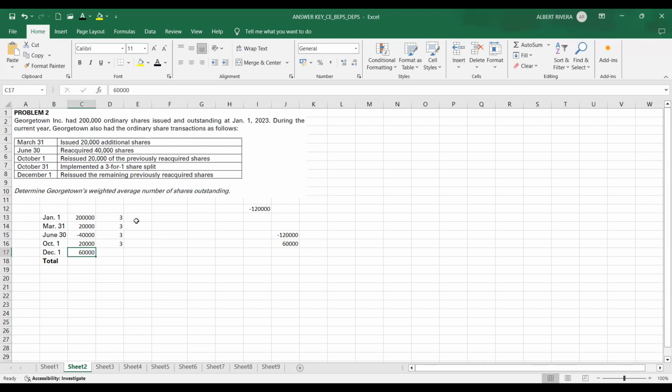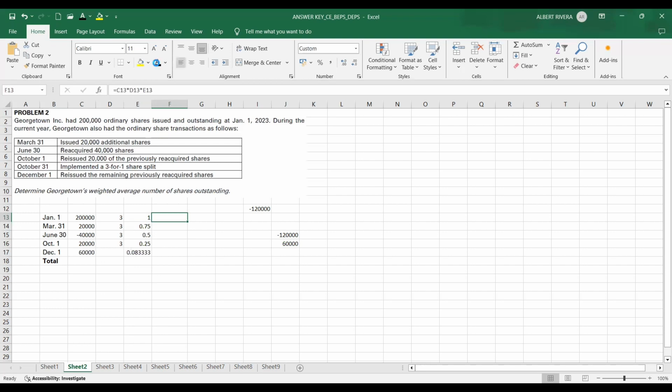Now, what we need is the weighted. This is outstanding for 12 months over 12. This is outstanding for 9 over 12. This is outstanding for 6 over 12. This is outstanding for 3 over 12. And this is outstanding for 1 over 12. So this is 20,000 times 3 times 12 over 12.